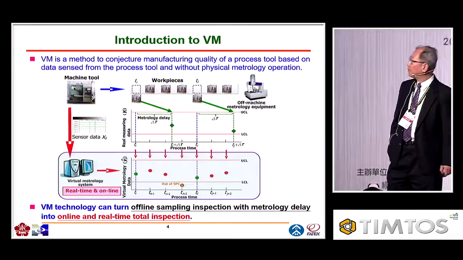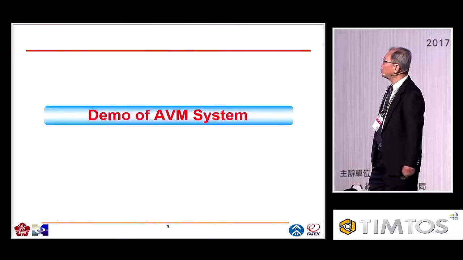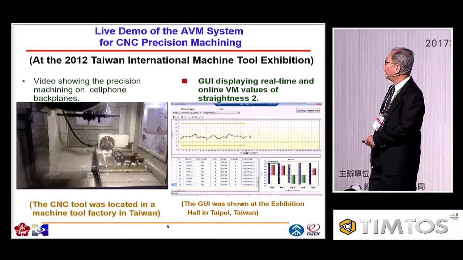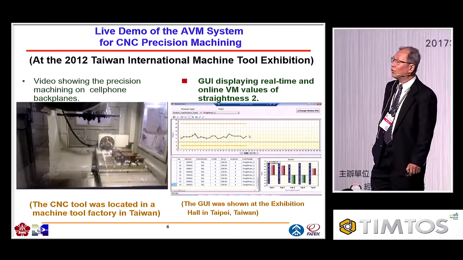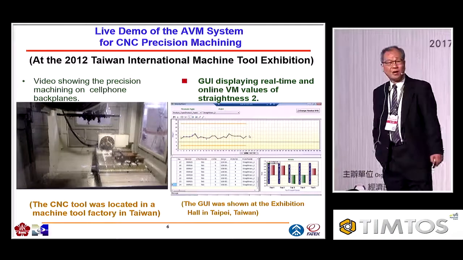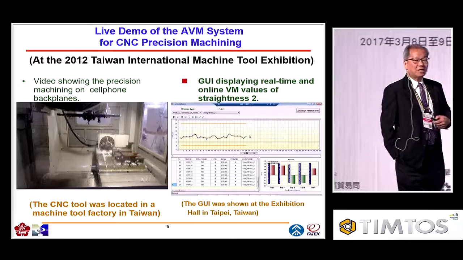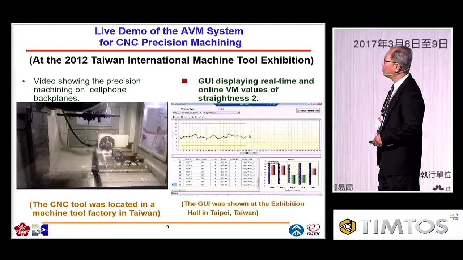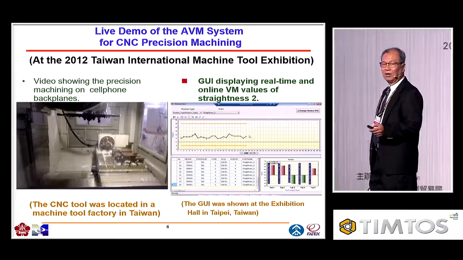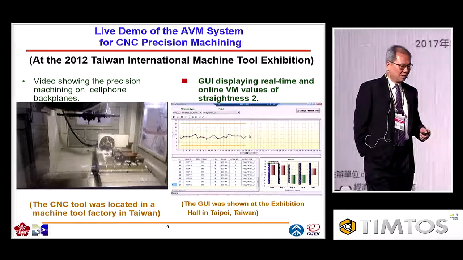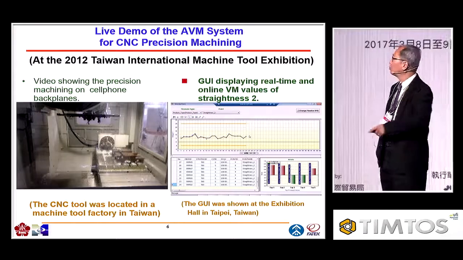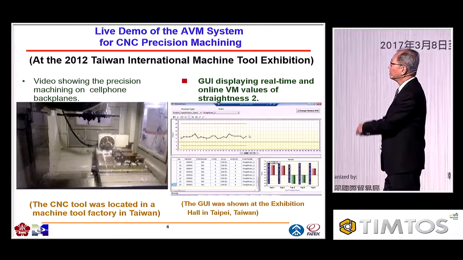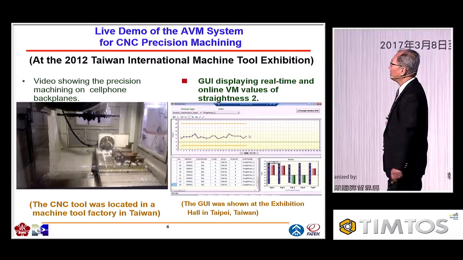So this virtual metrology technology can turn offline sampling inspection with metrology delay into online and real-time total inspection. Allow me to show you the AVM system. Actually, I have this kind of demo 4 years ago, almost 5. We have this kind of demo in, for example, TSMC and UMC, etc. But for the semiconductor industry, they won't allow me to take a picture or even a video of that. But the CNC machine industry, they allow me to do so.